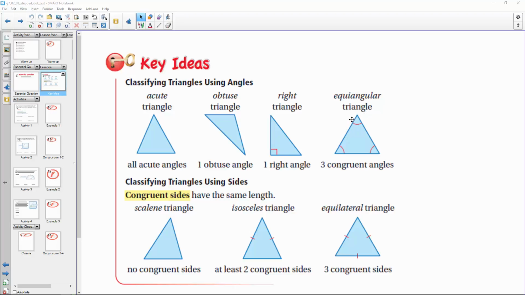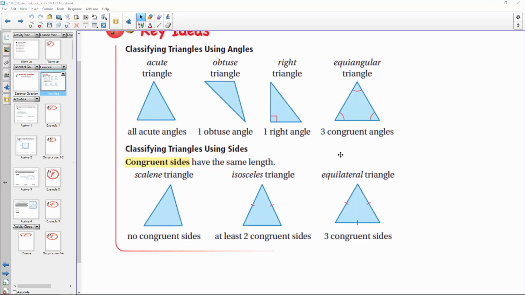And then finally, if all the angle measurements are exactly the same, it's called an equiangular triangle. An equiangular triangle means that all angles are exactly the same. So it's like 60, 60, and 60 in this case.